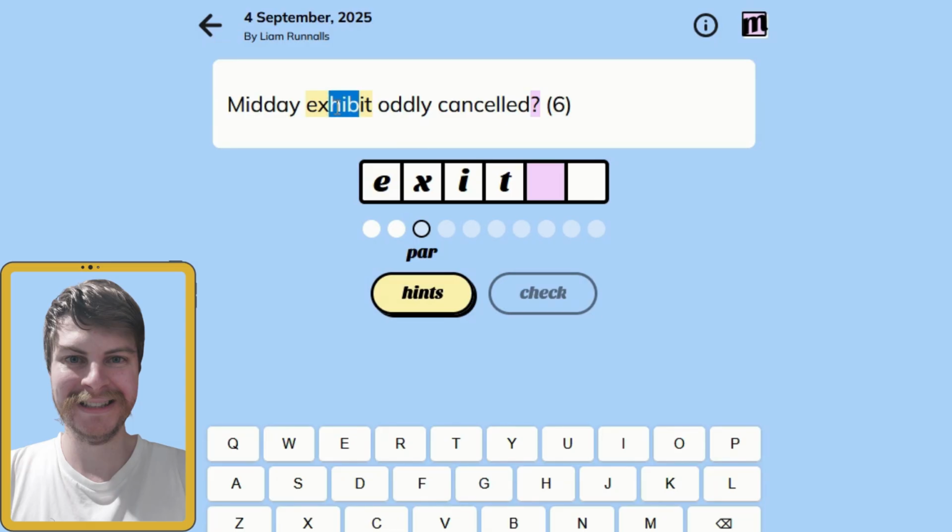Okay, if we take out the letters there, but oddly cancelled. Exited could be kind of an answer. Take out the middle letters, but then you could say it's a bit of a stretch.